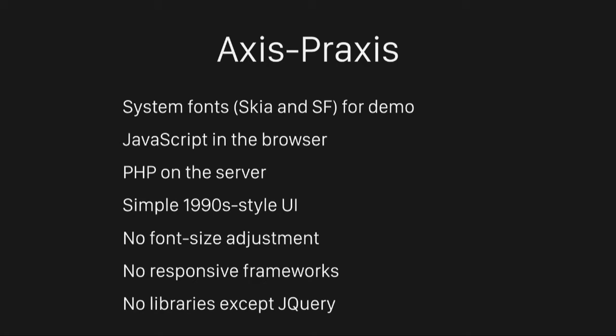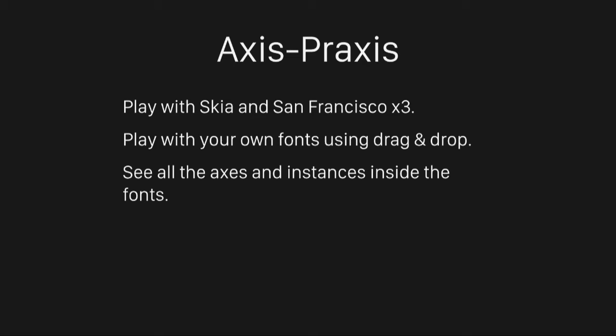Just wrote some JavaScript to capture the user events, a bit of PHP on the server, deliberately simple 90s style UI, deliberately no font size adjustment because that adds an extra slider. I didn't want to overwhelm people. Didn't add any responsive frameworks or anything. I just relied on jQuery. That's the only thing I like to use for writing JavaScript a bit more easily. So you could play with Skia and three weights of San Francisco.